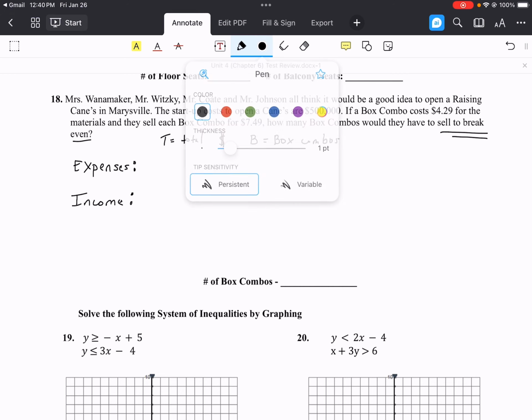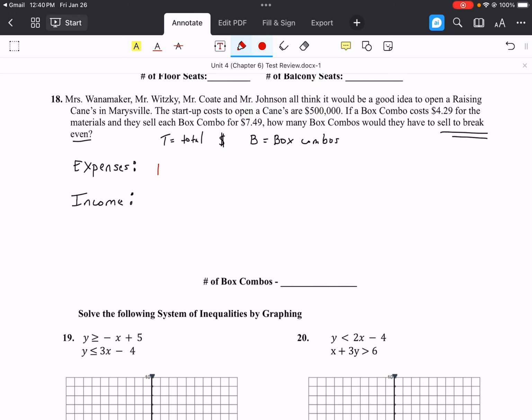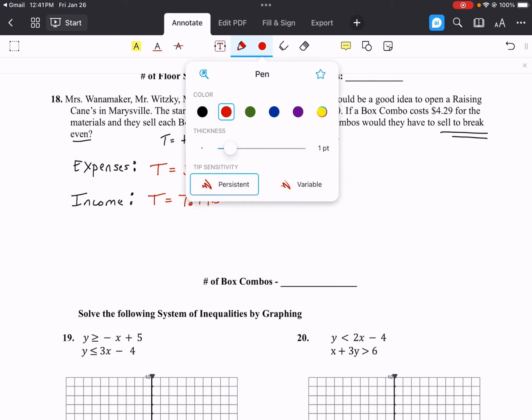So expenses, in order to start the business, the total amount of money spent is equal to the initial $500,000 you have to spend to start the business, plus the $4.29 per box combo. So that's the money that's leaving the business. Then when we sell the box combos, the total amount of money we're making is equal to the $7.49 per box combo we sell. So here we have our two equations.